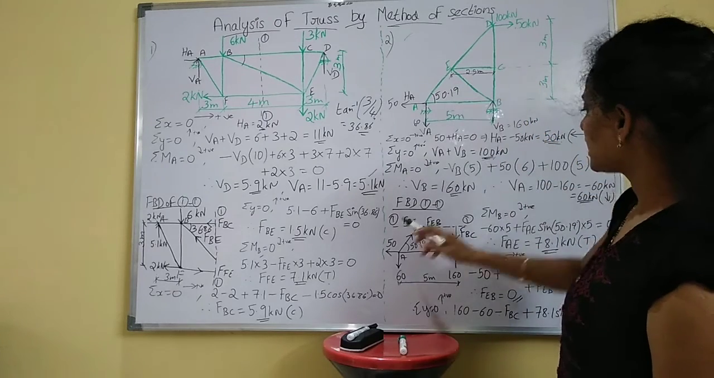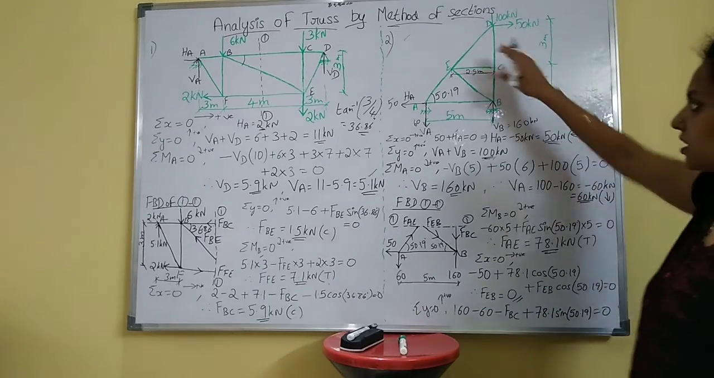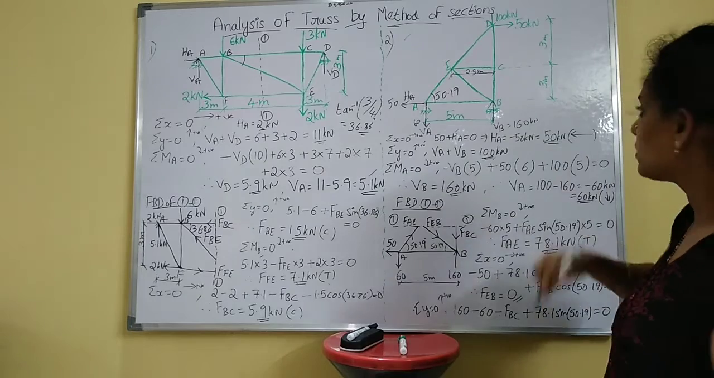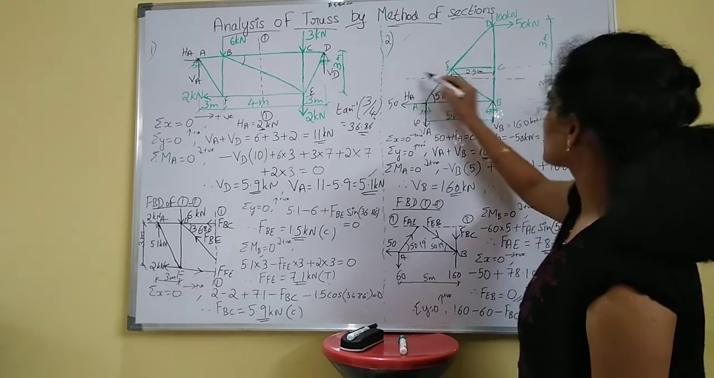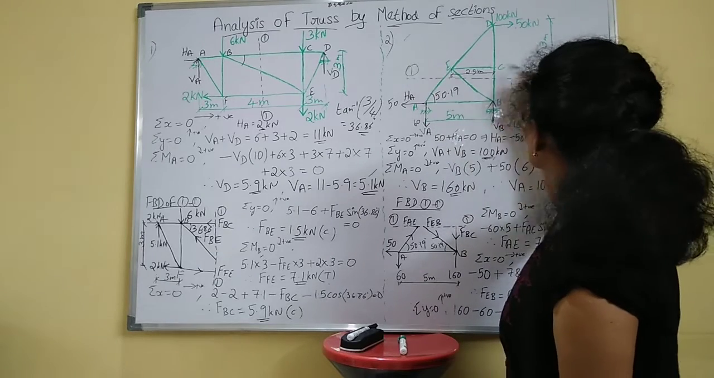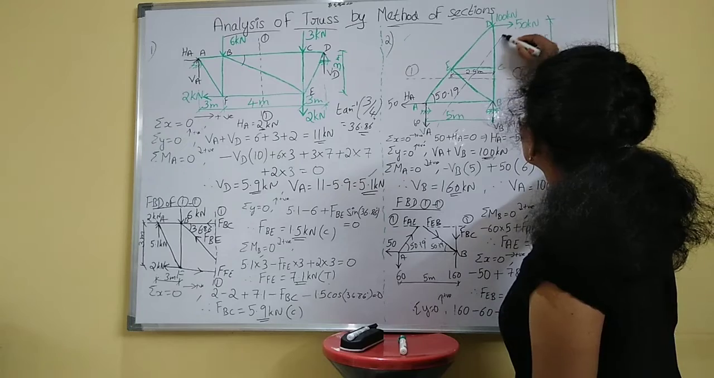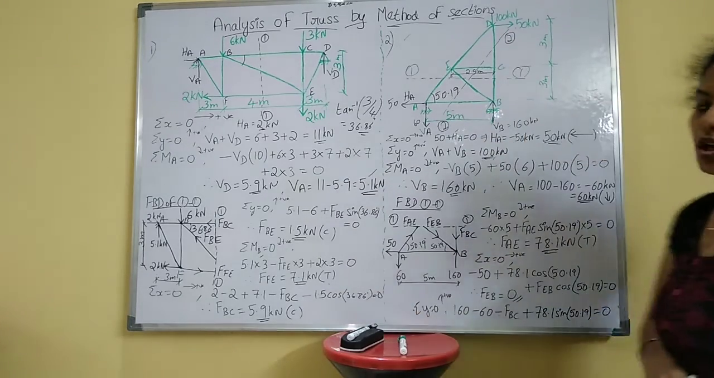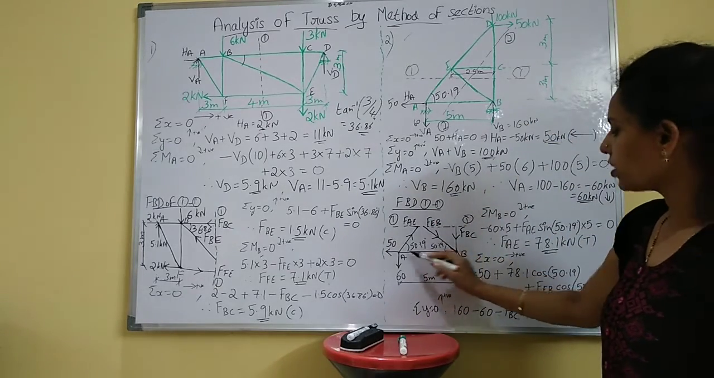Next we'll move to the free body diagram. First, there is no section given in the problem. They ask us to find all the member forces. First, draw the section. You can consider this section as section 1-1, and later you can consider this section 2-2. First, draw the free body diagram of the 1-1 section. This is the free body diagram.